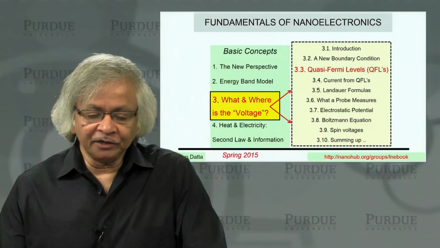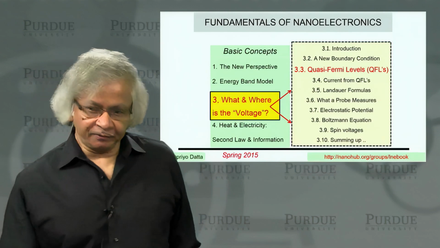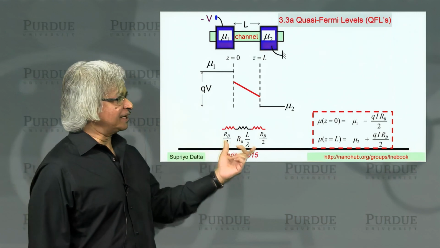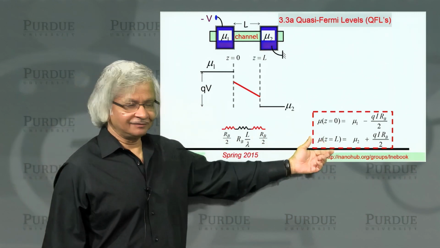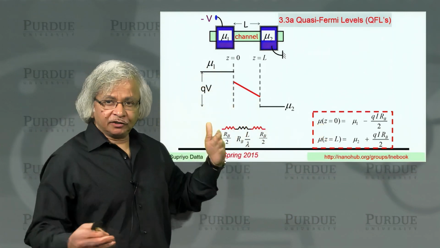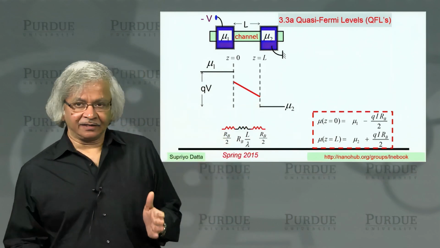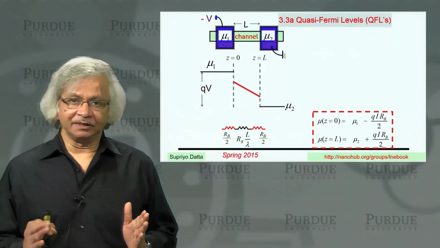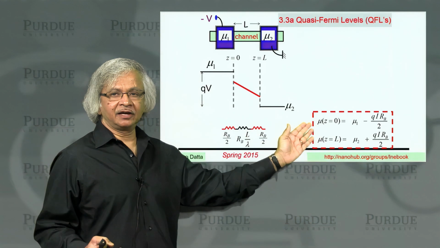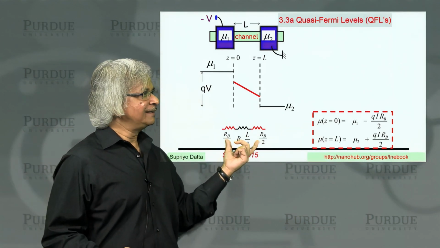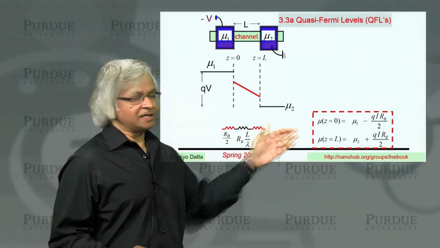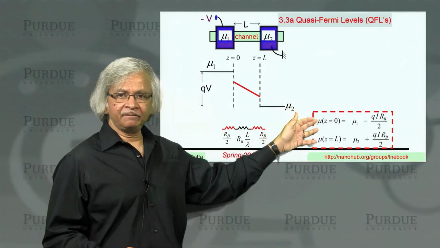Welcome back to Unit 3 of our course, and this is Lecture 3. Now, what we did in the last lecture was to introduce this new boundary condition for the electrochemical potential that we could use to solve the diffusion equation and get the correct answers, ones that actually include the ballistic resistance. And as we showed, this new boundary condition amounts to having these extra resistances at the interface.